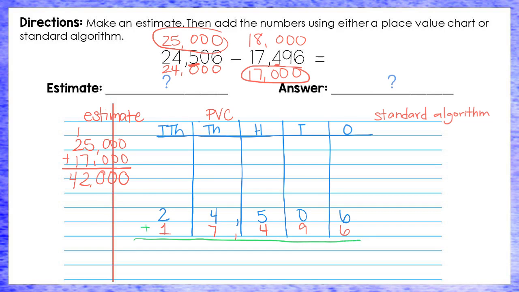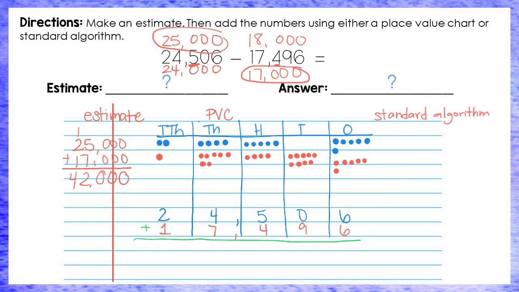All right, so I'm going to do my first number in blue, 24,000. So I have 2 10,000s, 4,000s, 500s, and just like we practiced, I'm putting them in rows of 5, 0 10s, and 6 1s. Then I have 17,000, which has 1 10,000, 7,000s, 400s, 9 10s, and 6 1s.